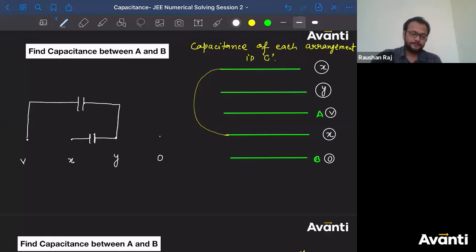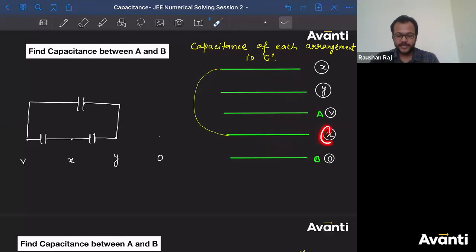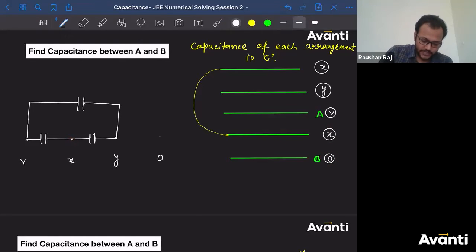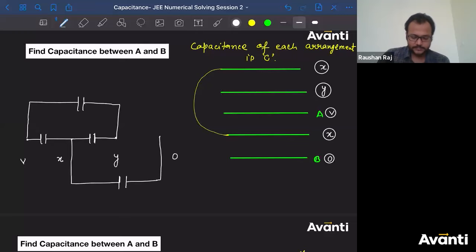Let us talk about the third one. First, second. Now this is the third one. The third one is in between V and X. So let us draw that. So V, X connected. The third one is also sorted. Fourth one. 1, 2, 3 and 4. The fourth one is in between X and 0. Let us draw that. Where is X? This is X. This is 0. Let me move this a little here. So this is X and this one is 0. So this is how the arrangement will look like.